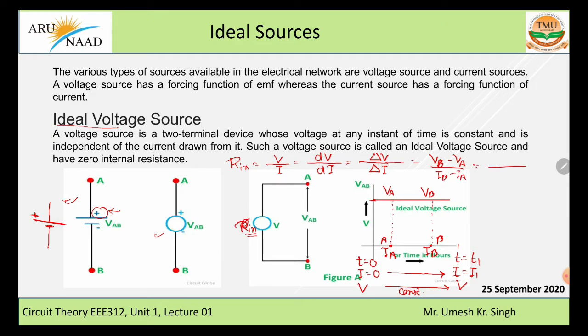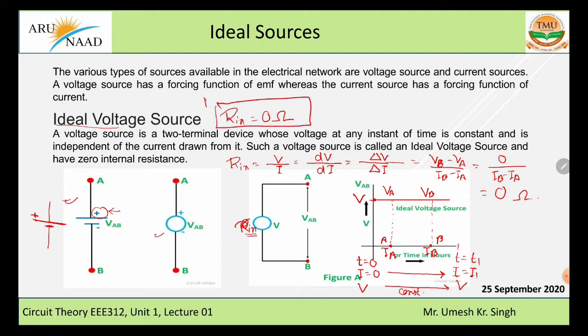Now look at this figure. In this case, VA and VB both are the same and equal to V. Then if these two voltages are the same, VB minus VA will be 0, and IB minus IA will have some positive value, but the dividing value will be 0. So we can say that the internal resistance of an ideal voltage source is 0 ohm.